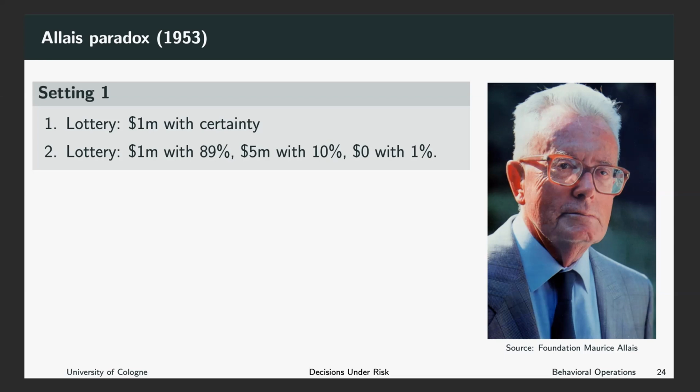Consider the following setting. You have the choice between two lotteries. Lottery 1 pays 1 million with certainty. Lottery 2 pays 1 million with a probability of 89%, 5 million with a 10% probability, and you end up without any money with probability 1%. Which of the lotteries do you want to take?